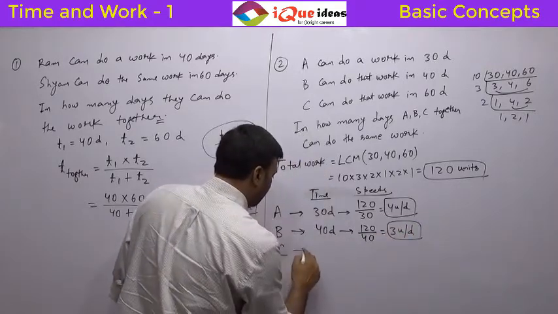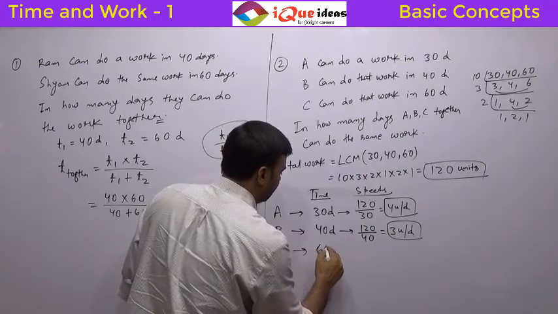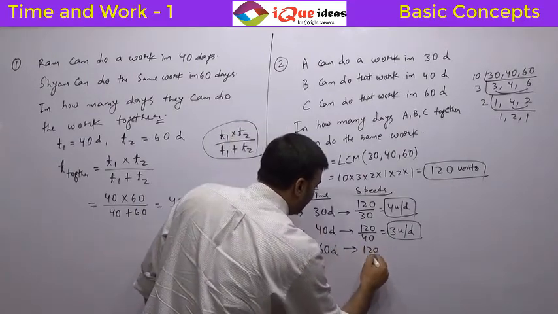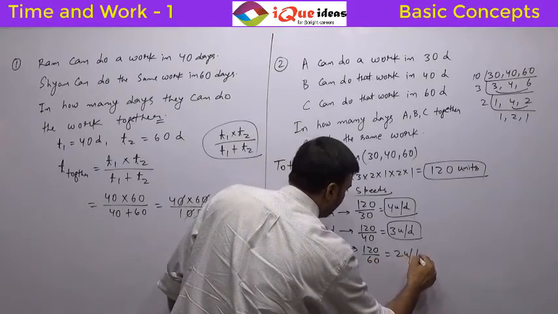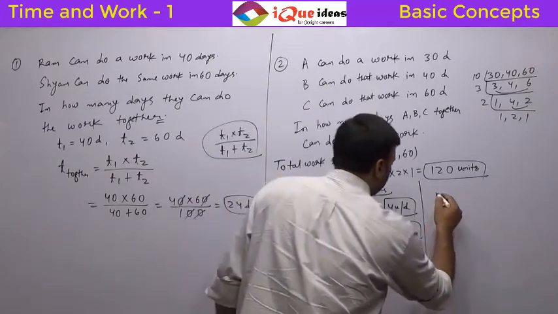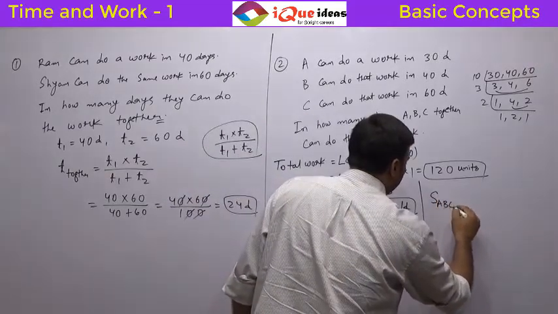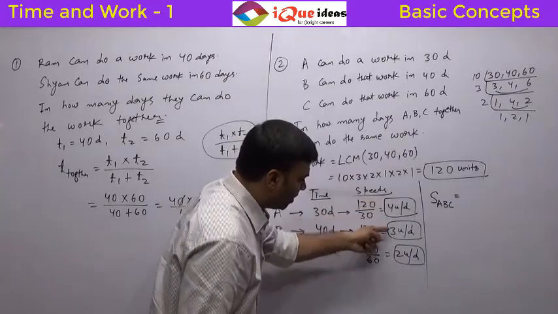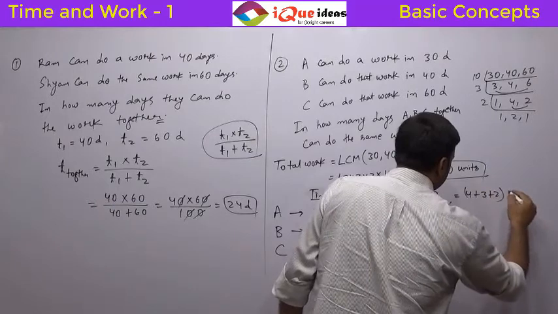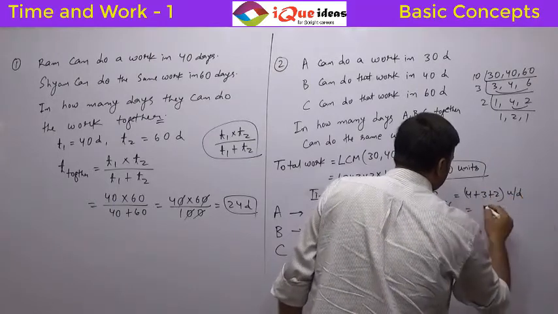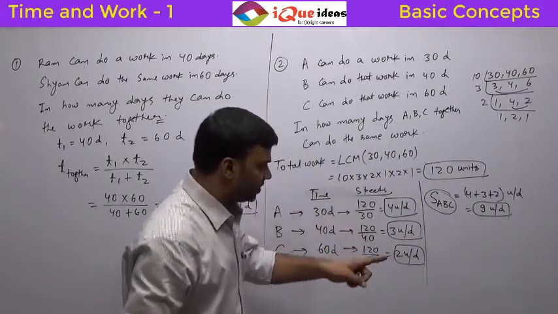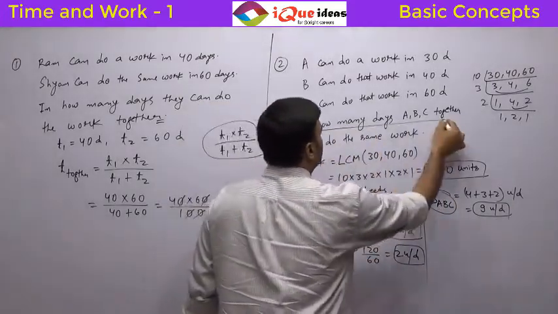Now the speed of C. C does the whole work in 60 days. In 60 days C can do 120 units, so the speed of C will be 120 divided by 60, that is 2 units per day. Now what is the combined speed of all the 3? The combined speed of A, B, C together is the simple addition of these three values. So it is 4 plus 3 plus 2, which is 9 units per day.